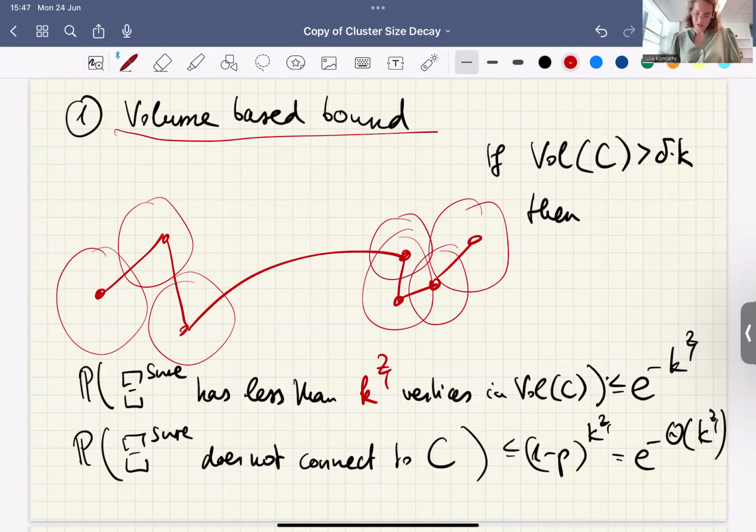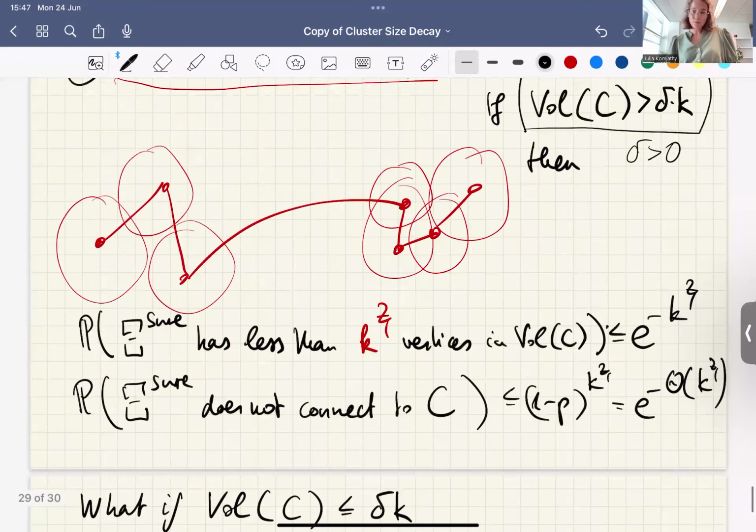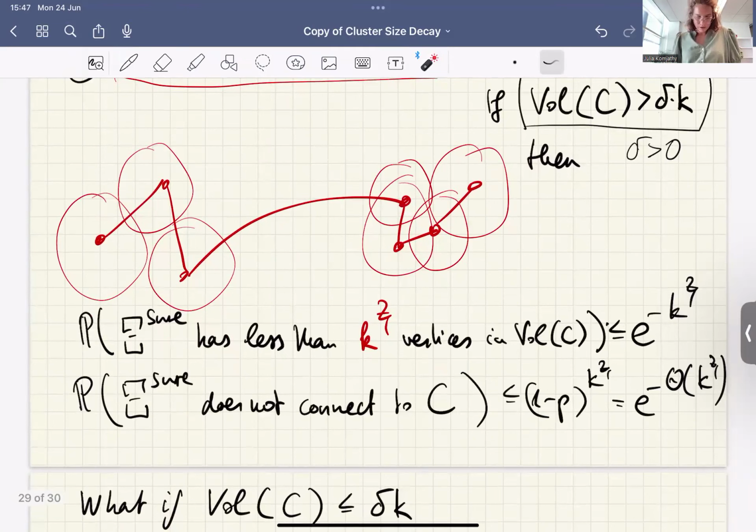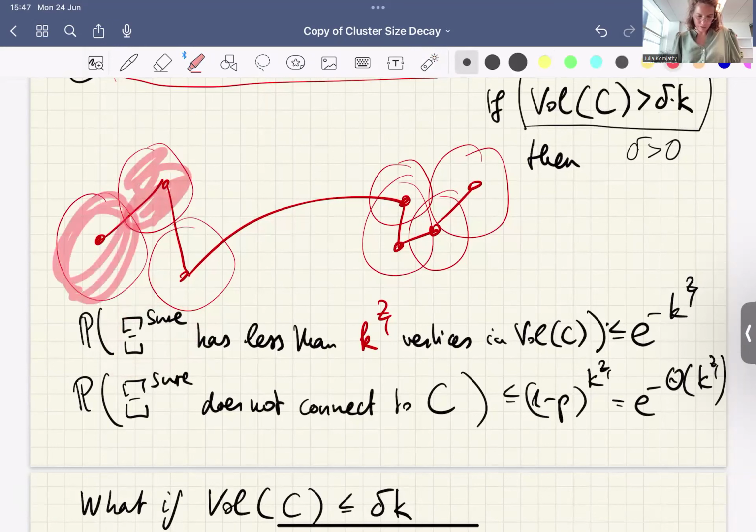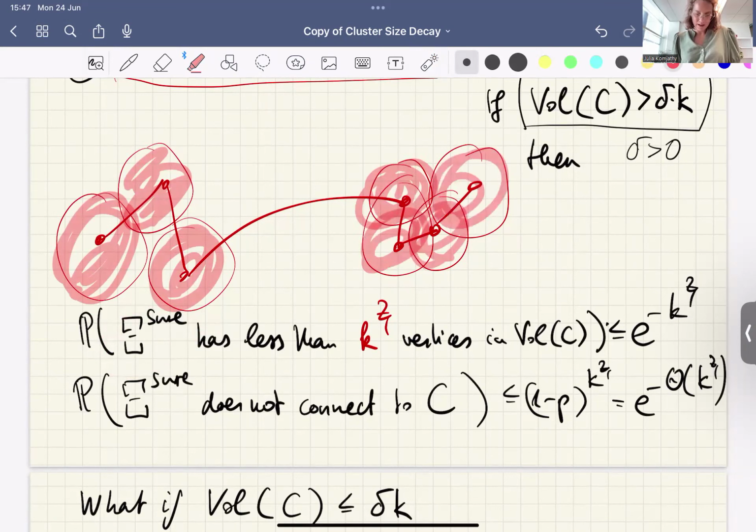So we put a unit volume ball around each point of the component. There will be intersections, but if this union of unit balls has volume larger than some constant delta times k, so delta is some small constant, then you can use the properties of Poisson point processes to count how many sure vertices fall into this volume. So in the union of these balls, because the volume is a constant times k, there's gonna be roughly a constant times k to the zeta vertices falling in this volume. So you get the right error probability.